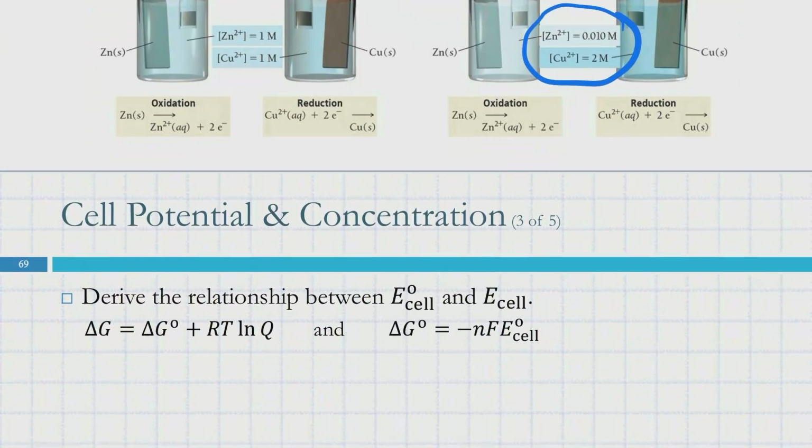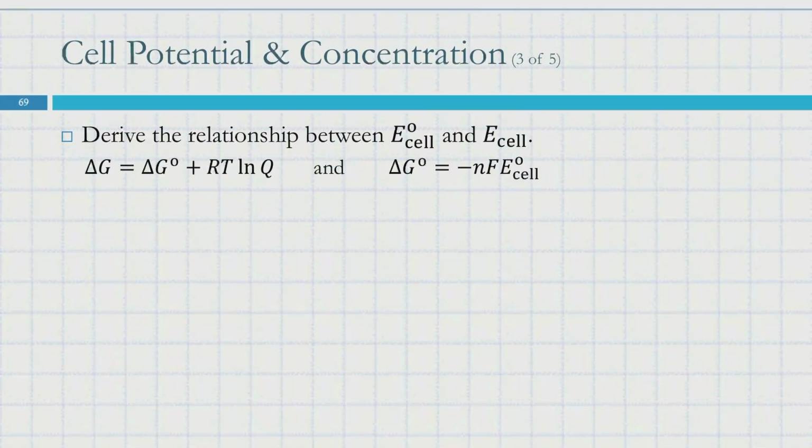Here comes the fun slide. There's a relationship between the standard cell potential and the regular cell potential. Knowing that delta G equals delta G naught plus RT ln Q, and that delta G naught equals negative nFE naught. This is also true if you take off the standard state part. So we could also write delta G equals negative nF E cell. That's also true.